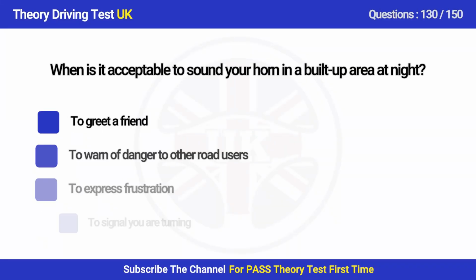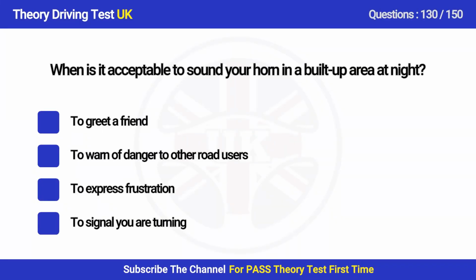Question 130. When is it acceptable to sound your horn in a built-up area at night? A. To greet a friend. B. To warn of danger to other road users. C. To express frustration. D. To signal you are turning.